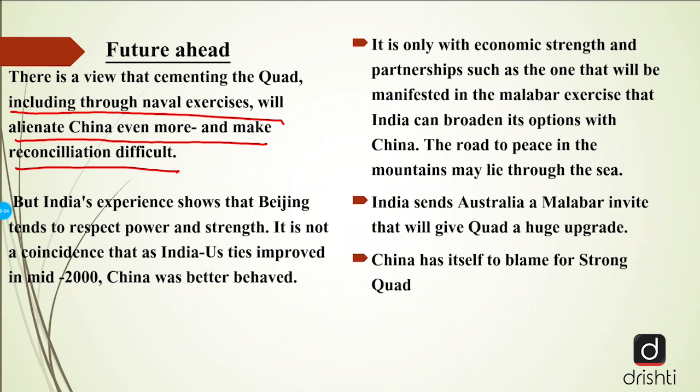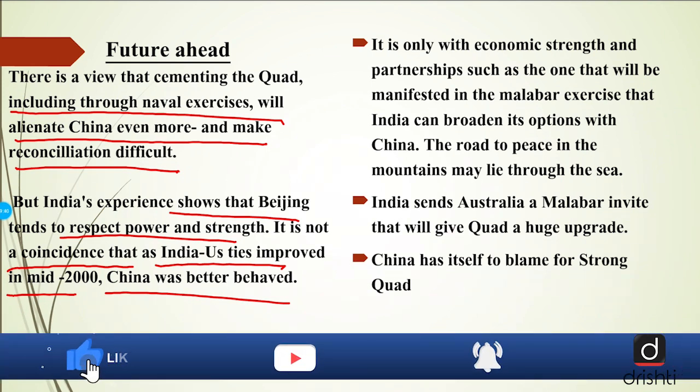India's experience shows that Beijing tends to respect power and strength. It is not a coincidence that as India-US ties improved in the mid-2000s, China was better behaved. Now, it should be noted that China has this tendency that it respects power and strength. That means anyone who is equally powerful or more powerful than China, China stops playing its tactics and tricks. We have seen the same in the mid-2000s when the ties between India and the United States of America were improving. At that point of time, China was very well behaved, very well mannered.